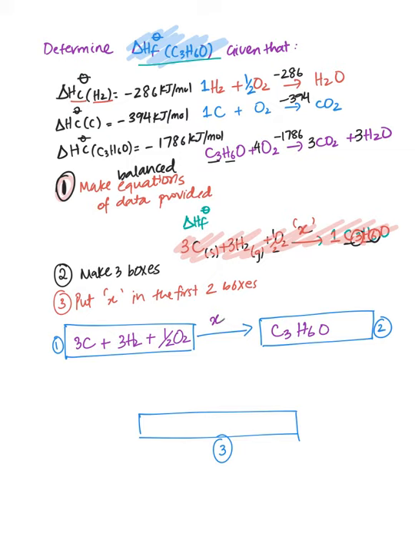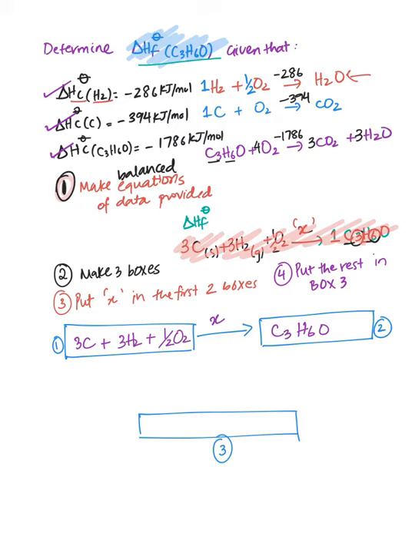Now the rest of the equations, you have to put in box number 3. So that's the fourth step. Put the rest of the equations in box 3. Now how do you do that? Let's look at the combustion of hydrogen, this equation first. So it is hydrogen plus oxygen becoming H2O.